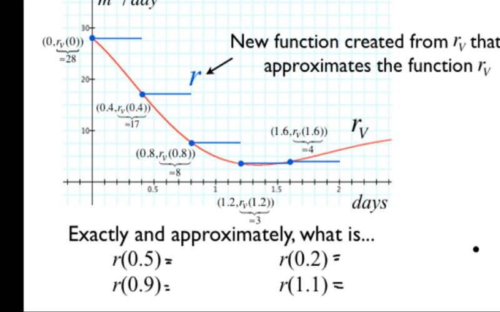Okay, let's hear from some of you. So, Sam, what did you think about R of 0.5? Can you represent that exactly? R sub V of 0.5. So what is R sub V of 0.5? Isn't this R sub V of 0.5? So what is R of 0.5? That's R sub V of 0.5 right there. What would R of 0.5 be?